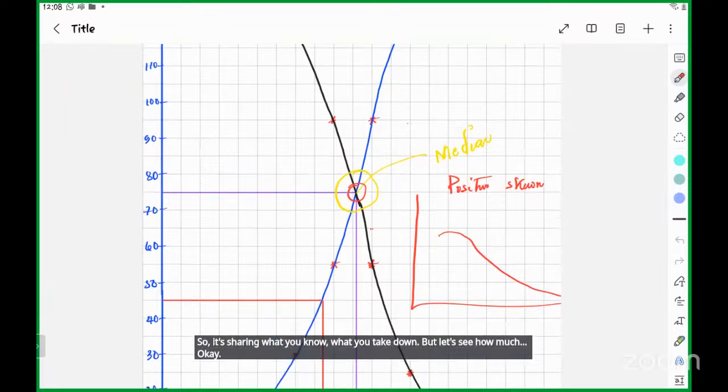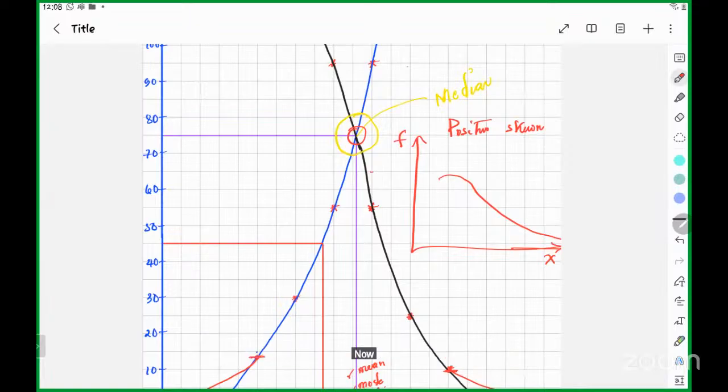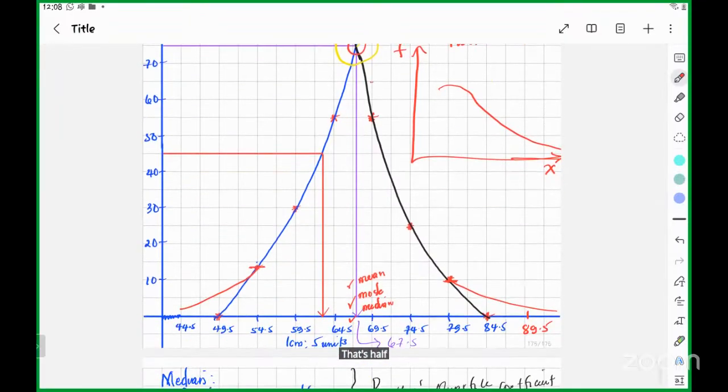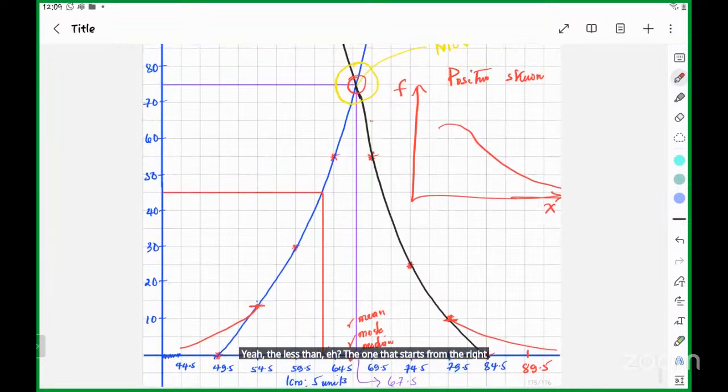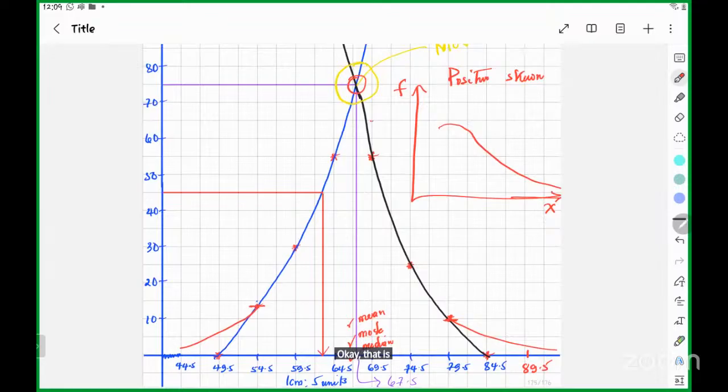Okay, so I was trying to explain this. Negative skewness would look like that, where you have the frequency here and then the variable x. Now the thing is, you see that I've drawn half of the distribution. That half is the less than, the one that starts from the right. The tail is to the right. Okay, that is the more than.